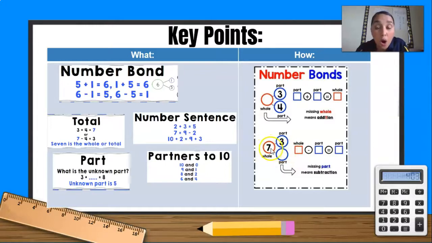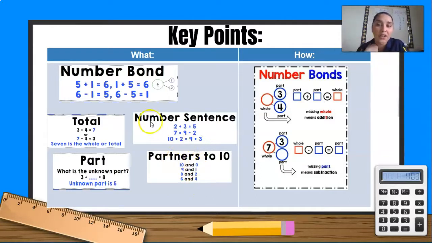Now, the whole, we can also call it total. In this case, 3 plus 4 equals 7, and 7 is the whole or the total. Today we're going to practice partners to 10, and 10 and 0 make 10, 9 and 1 make 10, 8 and 2 make 10, 6 and 4 make 10, 7 and 3 make 10, 5 and 5 make 10.